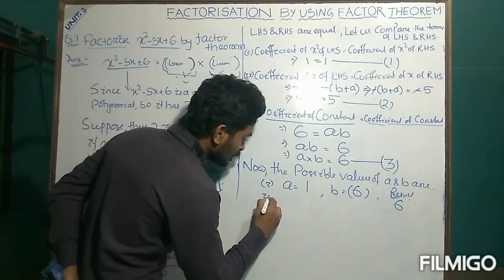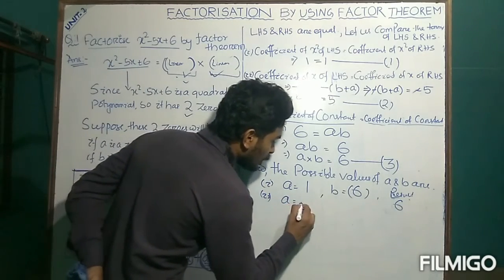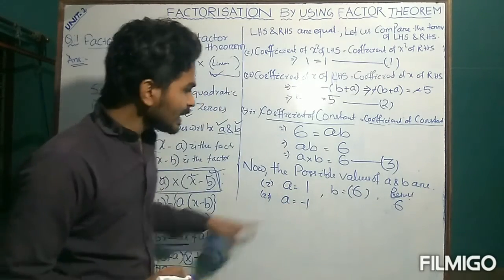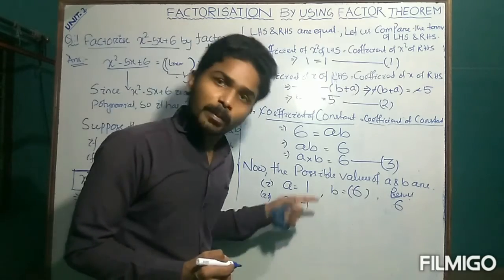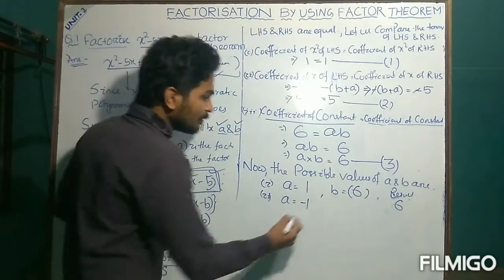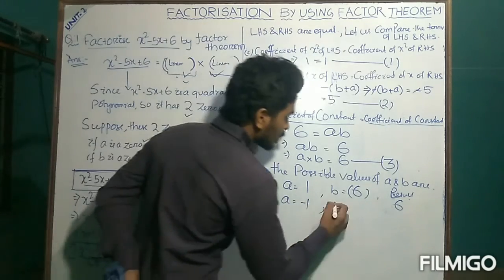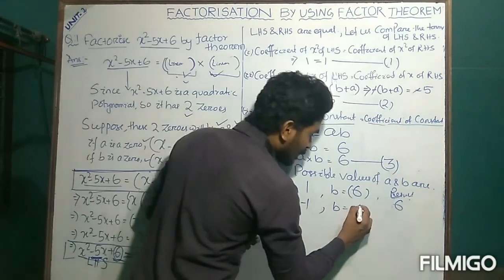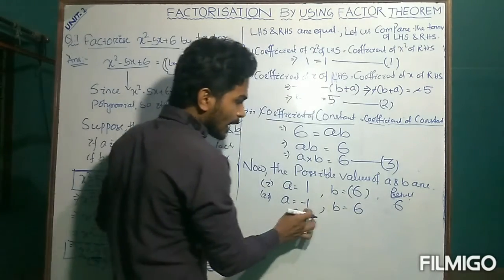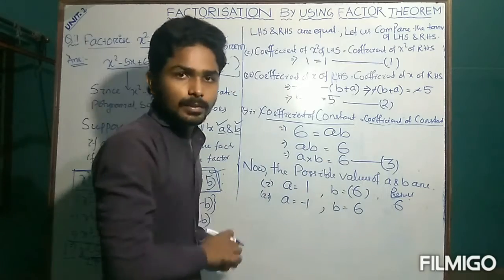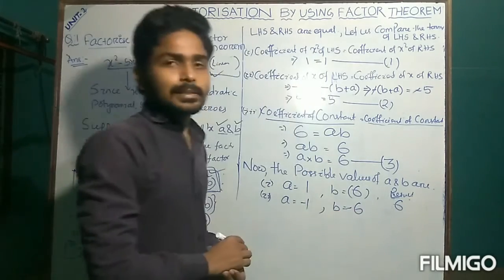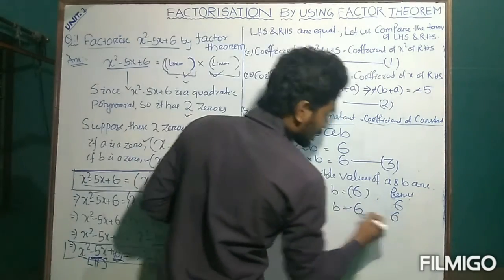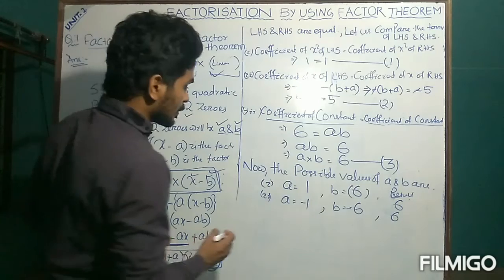Let us assume the value of a to be minus 1. I can take the value of a to be minus 1. If I take the value of a as minus 1, what should be the value of b? If I write 6, then 1 into 6 is 6, but the minus sign comes, so I can write minus 6. Hence the result will be 6. This is the second assumption.